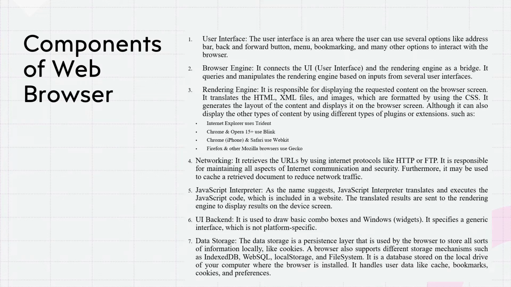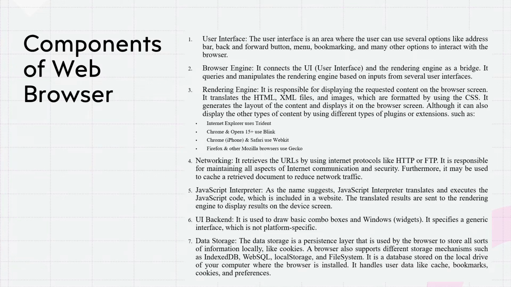JavaScript interpreter. As the name suggests, the JavaScript interpreter translates and executes the JavaScript code which is included in a website. The translated results are sent to the rendering engine to display results on the device screen. UI backend. It is used to draw basic combo boxes and windows or widgets. It defines or specifies a generic interface which is not platform specific.